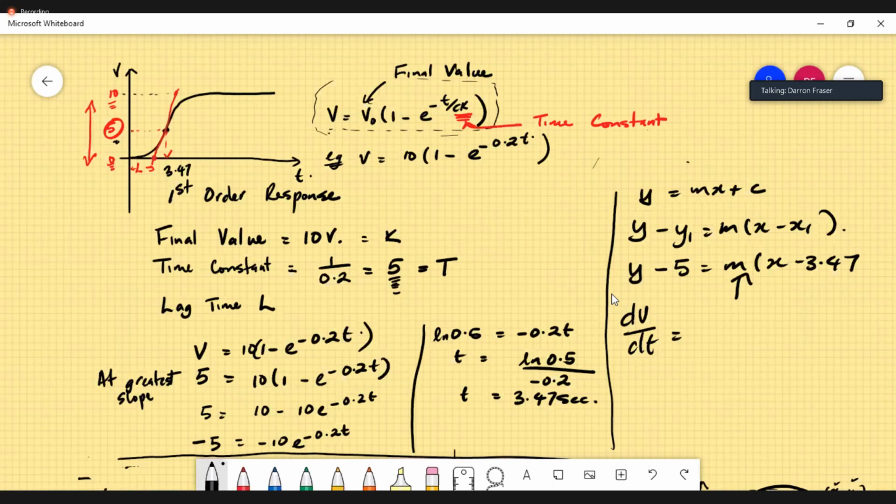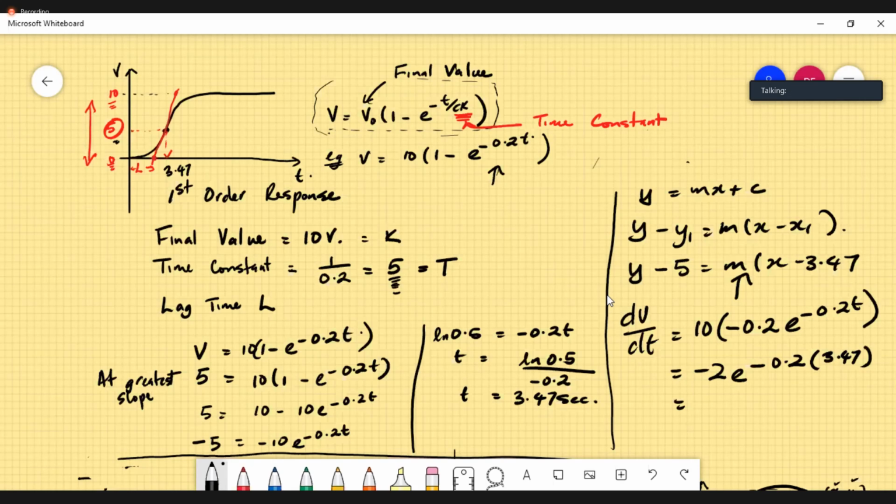Well, we have to differentiate what is inside the bracket. So it's going to be 10 times, what about this now when we differentiate this? Minus 0.2 e to the minus 0.2 t. That's minus 2e to the minus 0.2 times the value of t that we want to find, that is 3.47. So that is going to be equal to, so work out that for me somebody.